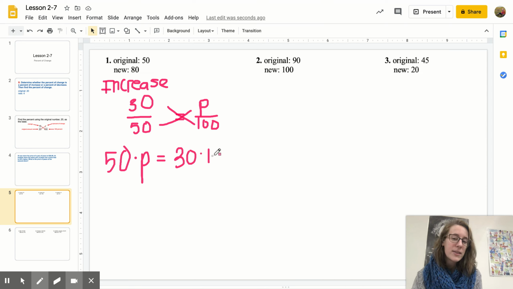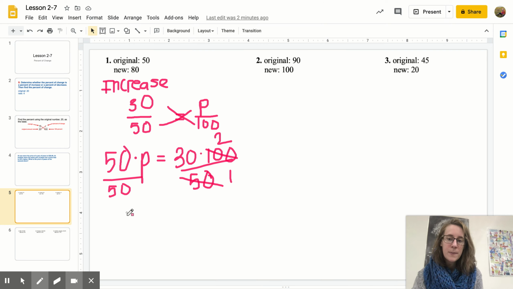You could multiply this out. I see a 50 and 100, and I'm going to be able to cancel out pretty easily and do this in my head. So we're going to divide both sides by 50 because that's the inverse of multiplying by 50, because I want to solve for P. 50 and 100 have a common factor of 50. So I'm going to cross off the 50. 50 divided by 50 is 1, and 100 divided by 50 is 2. So now my P, my percent increase, is 30 times 2, which is 60.